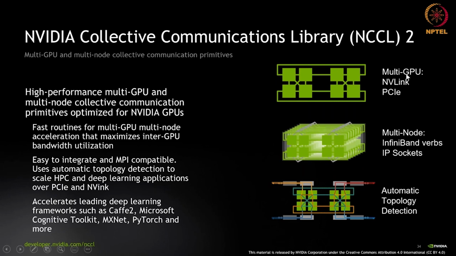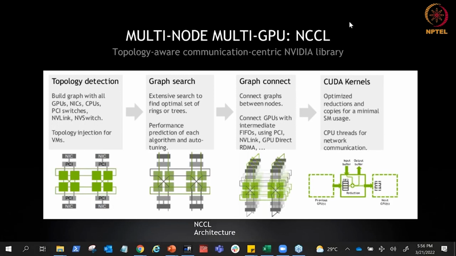So you can see here it enables multi-GPU, NVLink or PCI based. It enables multi-node InfiniBand based topology. It also does automatic topology detection. So let me just take you to another slide. So as I was saying, NCCL provides a lot of things.